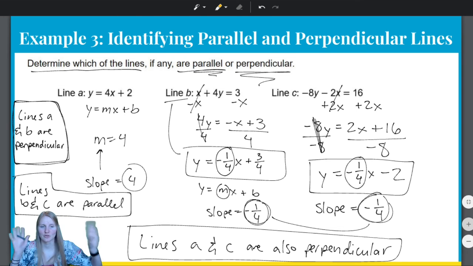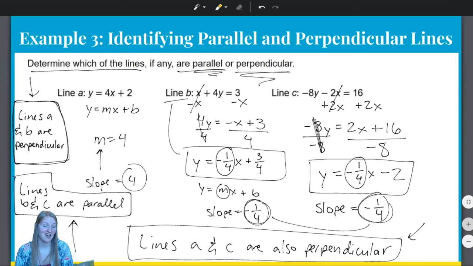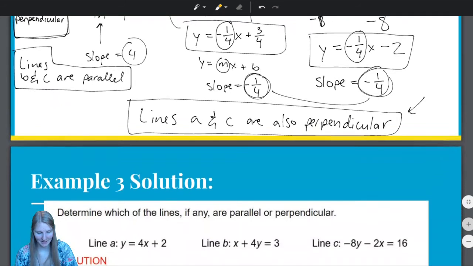So our final answer is kind of all over the place. But lines A and B and A and C are perpendicular, and lines B and C are parallel. Let's check and make sure that we were right.